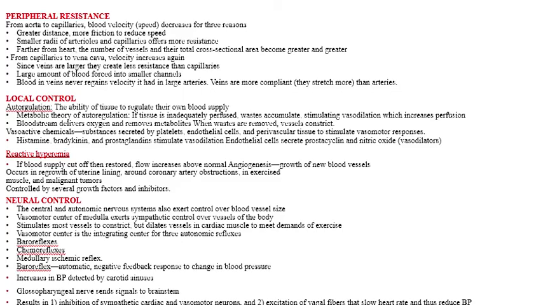Farther from the heart, as I said, the number of vessels and their total cross-sectional area become greater and greater. From the capillaries to the vena cava, when the blood returns from the capillaries to the venules and to the veins, the velocity increases again, until it reaches the vena cava and the right atrium, then the right ventricle, and then through the pulmonary arteries to the lung.